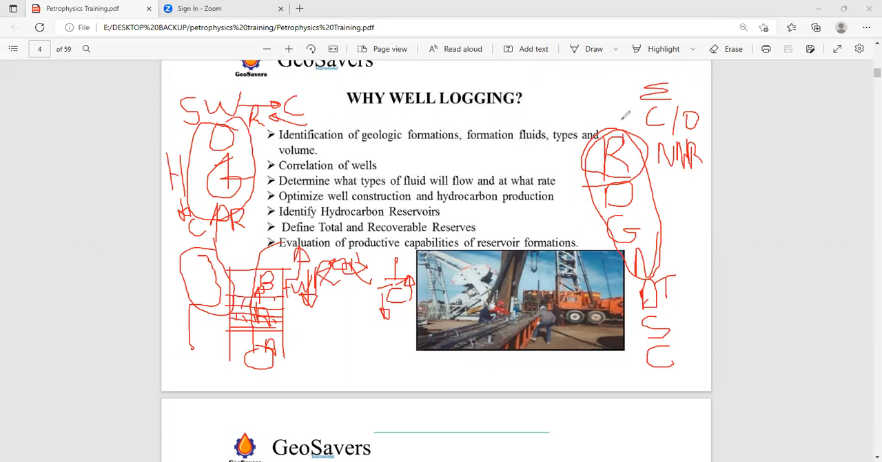So just by looking at the resistivity log, I already have an idea of what type of fluid I have in that particular formation. First, let's forget about what type of hydrocarbon. The first question is, what type of fluid? Am I having water?